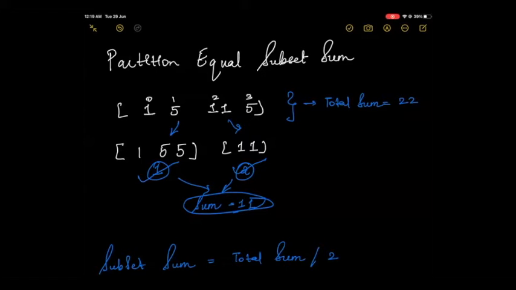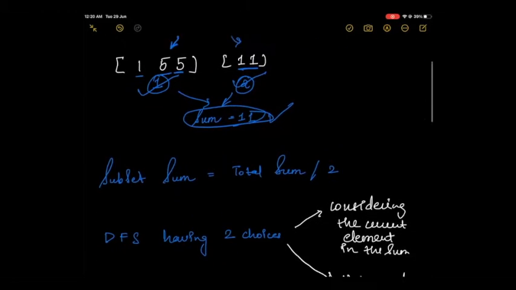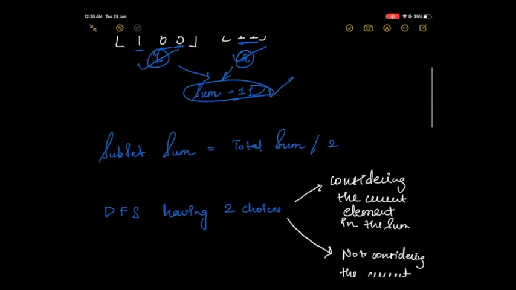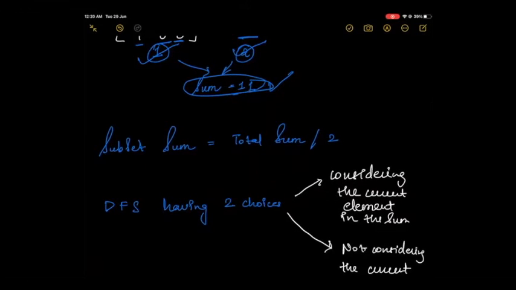Here we can see we have an array of elements where the zeroth element is 1, then 5, then 11, and the third element is 5. So the total sum would be 22. Now if we partition this into two halves such that we have 1, 5, 5 together and 11 in the second part, we get the sum as 11 in each. So what we need to do is partition the array into two equal halves.